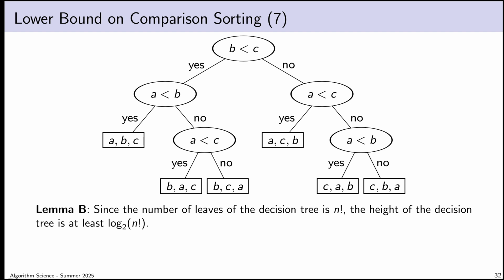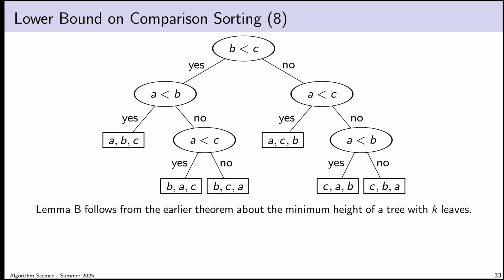Okay, lemma B. Since the number of leaves in the decision tree is n factorial, the height of the decision tree has to be at least log of n factorial. Lemma B we don't need to justify too much because the theorem we proved a minute ago gives us what we need. The theorem simply says that if the number of leaves is k, then the height of the tree has to be at least log base 2 of k. So just plugging n factorial in for that gives us what we want. So the proof of lemma B is simply to go look at the theorem from a minute ago.